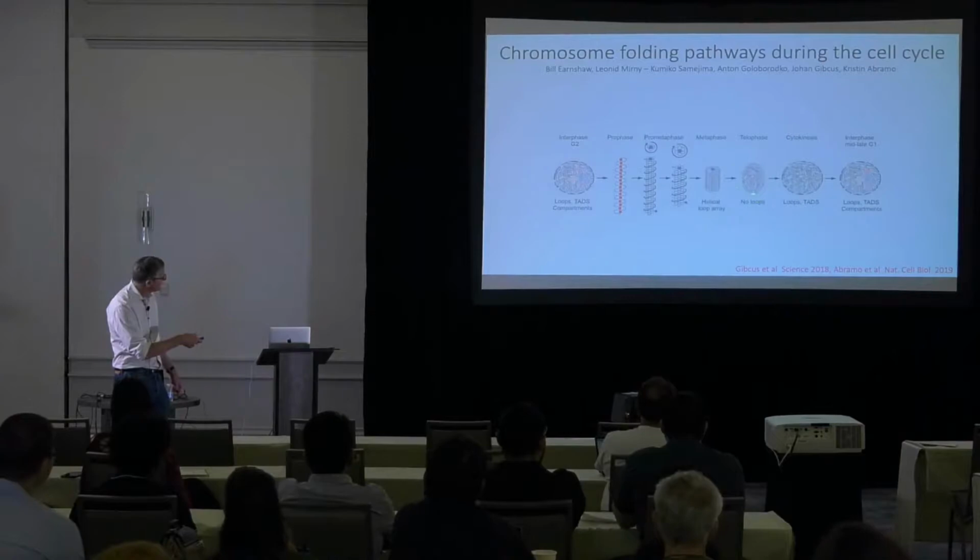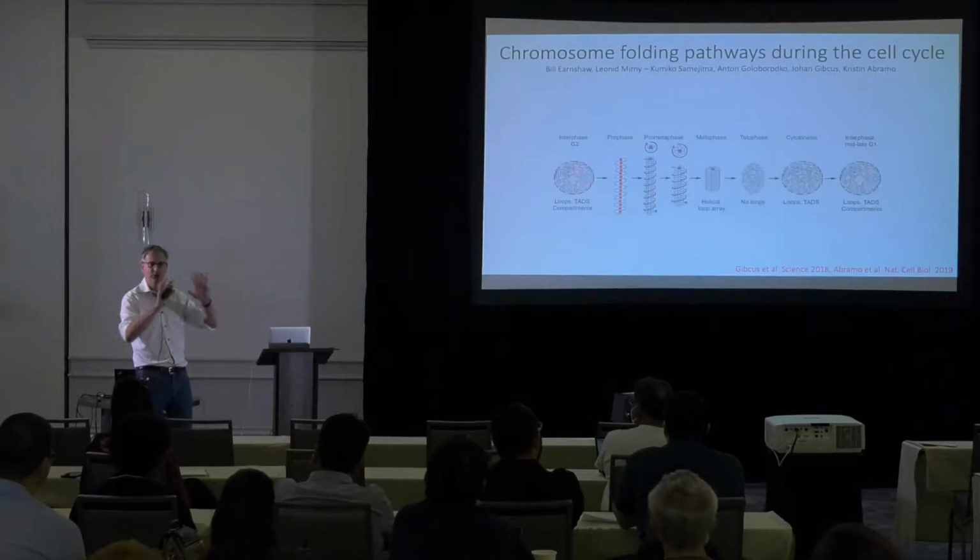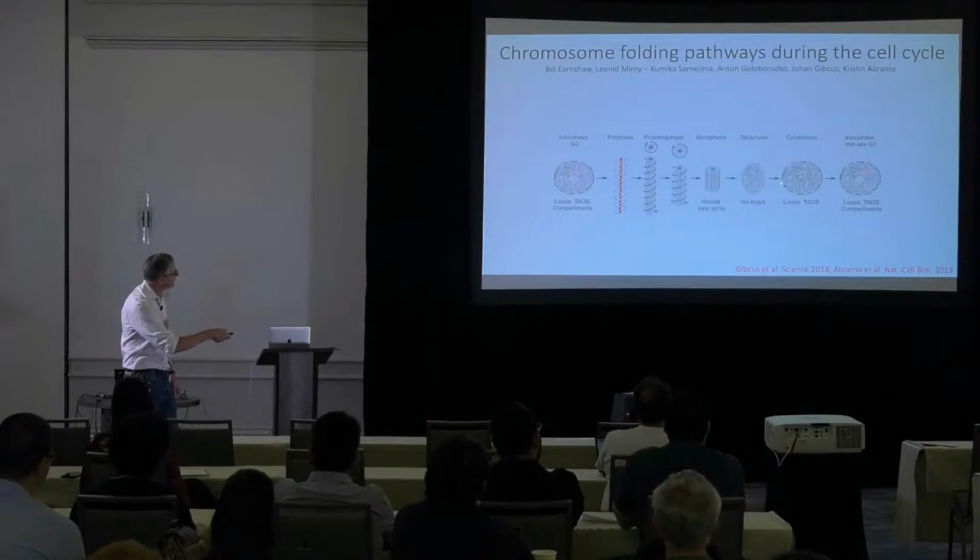This is a very naive state of the genome. All the loop extruders have let go of the chromosome, and you have this free-floating, naive chromosome. There are no compartments, no loops. And that's the beginning of the rebuilding of the interphase conformation. And that actually takes several hours.